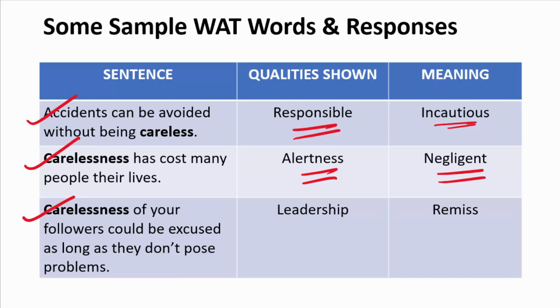Carelessness of your followers could be excused as long as they don't pose problems, and you can see the word don't used here. Denial method is used here. Okay, whereas in the first sentence avoided is used, which is of remedial method, right? Now, the last sentence here shows the quality of leadership, which is one of the OLQs, and the meaning of the word carelessness in the sentence means remiss.